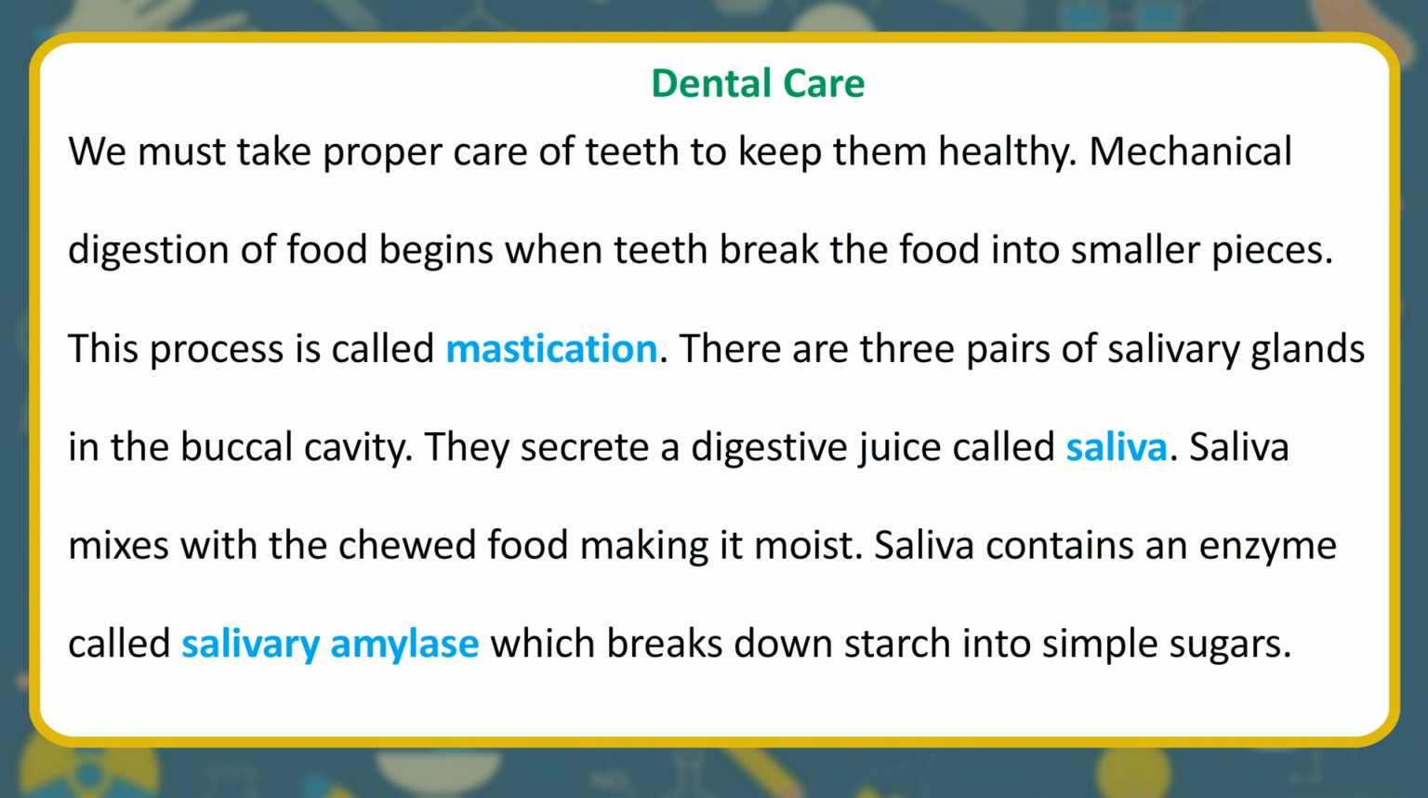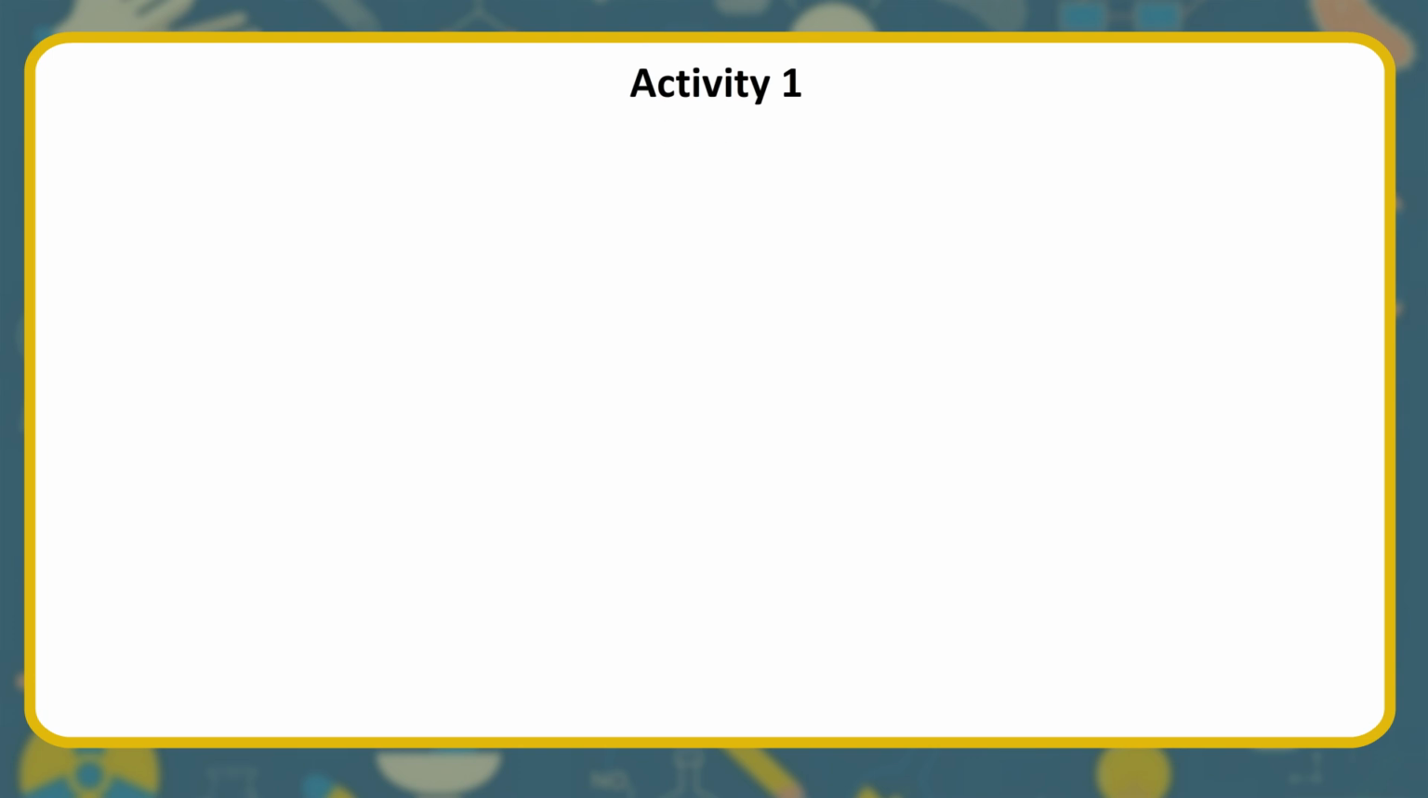Mechanical digestion of food begins when teeth break the food into smaller pieces. This process is called mastication. There are 3 pairs of salivary glands in the buccal cavity. They secrete a digestive juice called saliva. Saliva mixes with the chewed food, making it moist. Saliva contains an enzyme called salivary amylase, which breaks down starch into simple sugars.